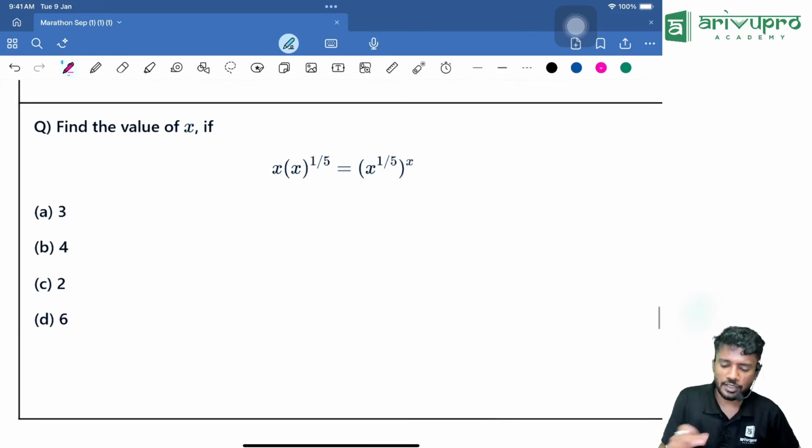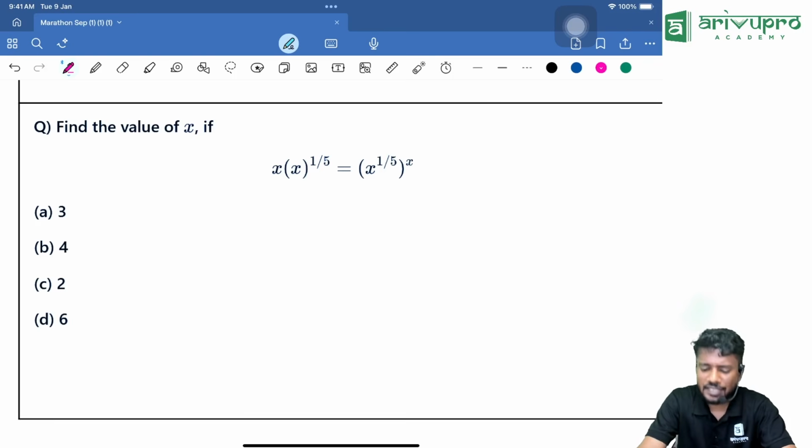Now, next question. Find the value of x if x raised to 1 into x raised to 1 by 5 is equal to x raised to 1 by 5, the whole raised to x. How to do this? Option hit. That's all. Done. Option hit and get me the answer.